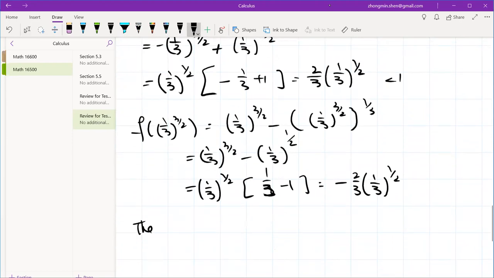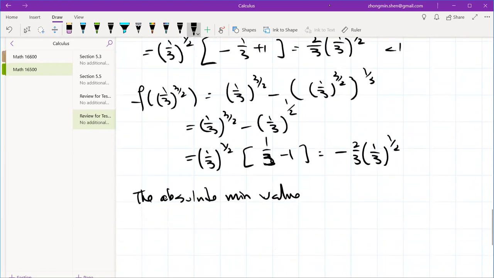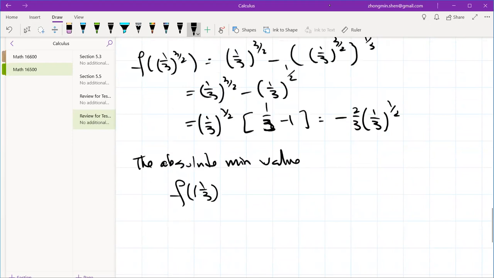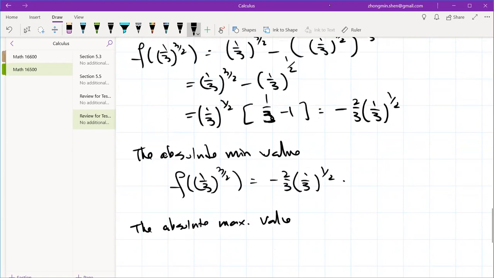So the absolute minimum value is going to be f at that number, which is going to be negative 2/3 times 1/3 to the 1/2. Then the absolute maximum value will be 6, which is at the endpoint, f of 8 equals 6.